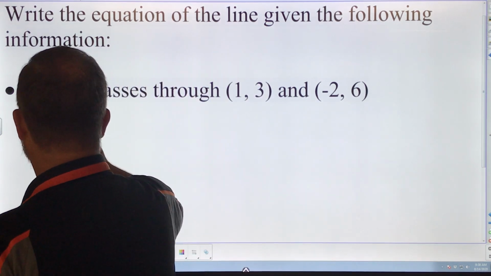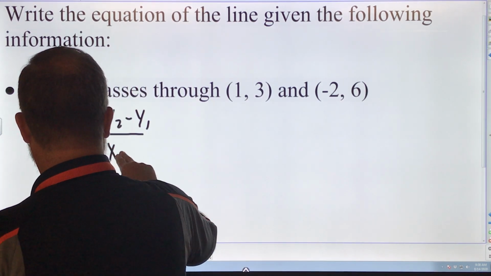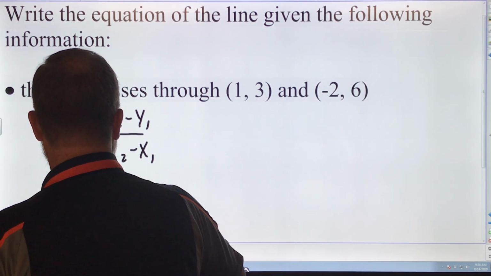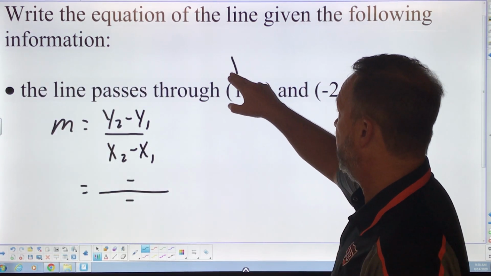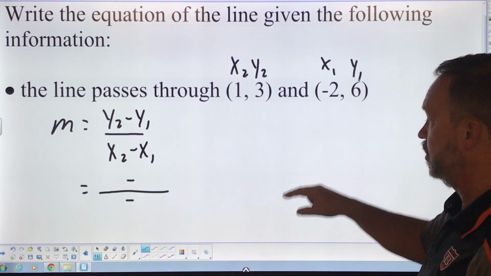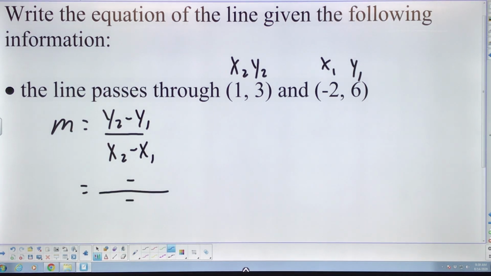If I want to do the formula, I copy my formula. You should be doing that yourself because you should know how. And this is my x2, y2. This is my x1, y1. That's my habit. You know that already. And so I'm going to plug my pieces of parts in because I want to know the slope.